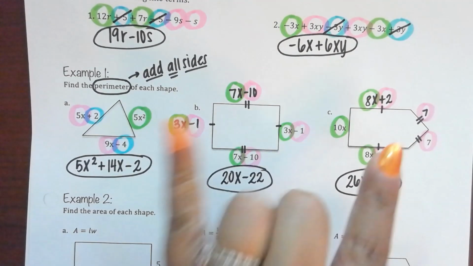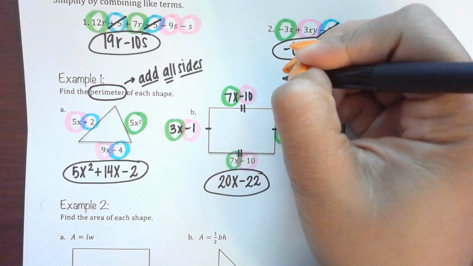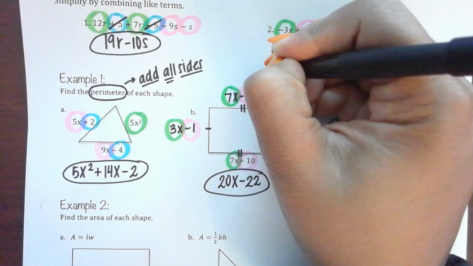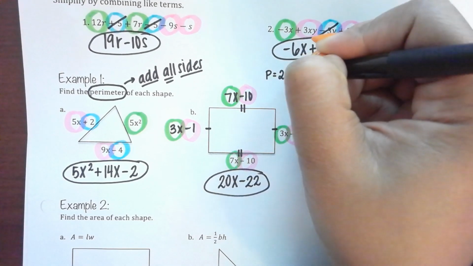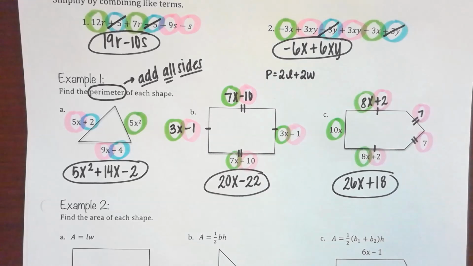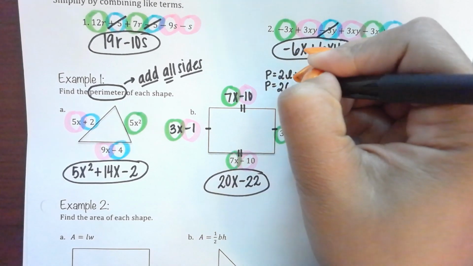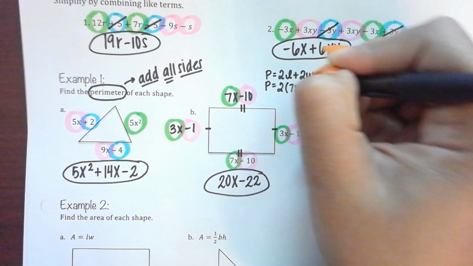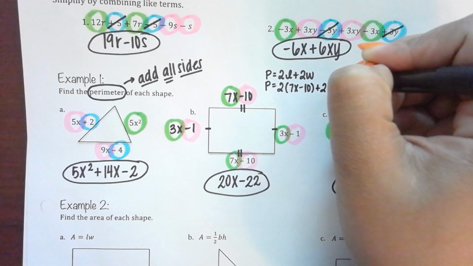Write these things I'm going to show you up top next to these. So next to B, I'm showing you an alternative way to write this. Perimeter for a rectangle can be written in the form 2 times L plus 2 times W. L meaning what? Length. And W meaning what? Width. So, looking at this, I could also say 2 times 7x minus 10 plus 2 times 3x minus 1.